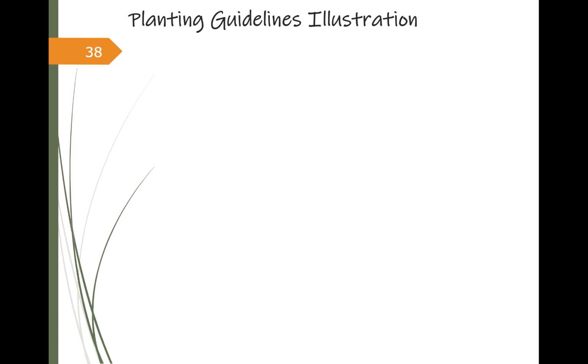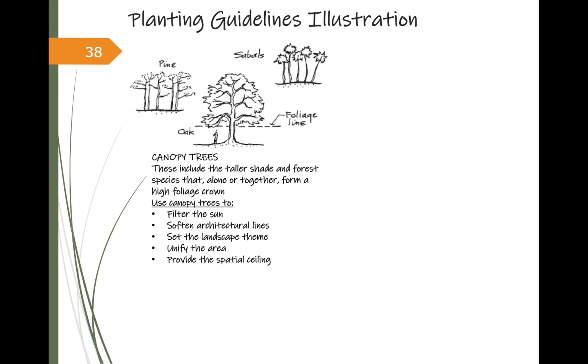To give more detail about planting guidelines, we have to know too about types of trees. Canopy trees, for example. These include the taller shade and forest species that, alone or together, form a high foliage crown. Use canopy trees to filter the sun, soften architectural lines, set the landscape theme, unify the area, and provide a spatial ceiling.